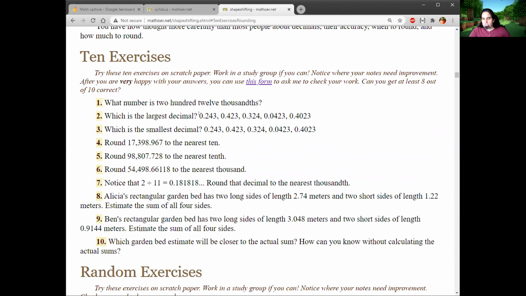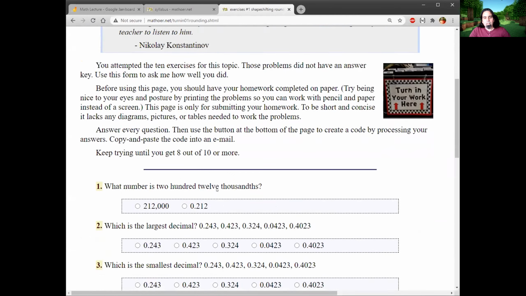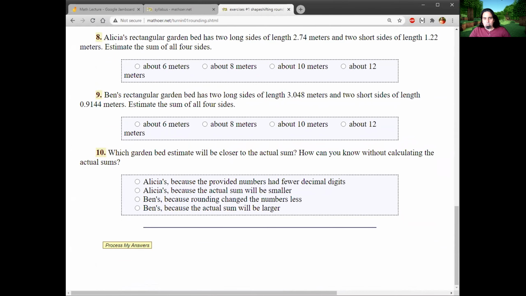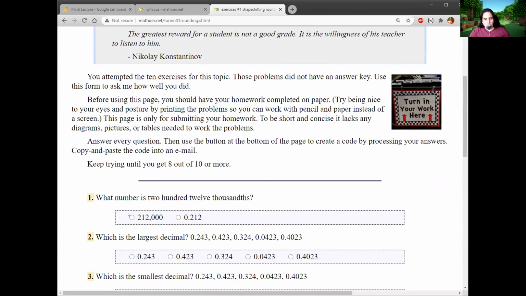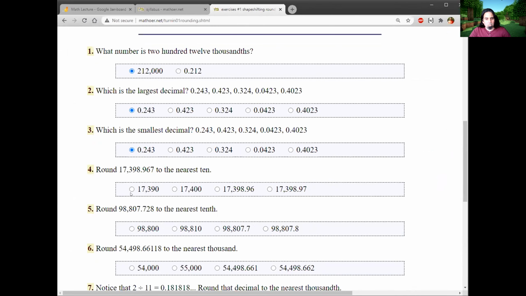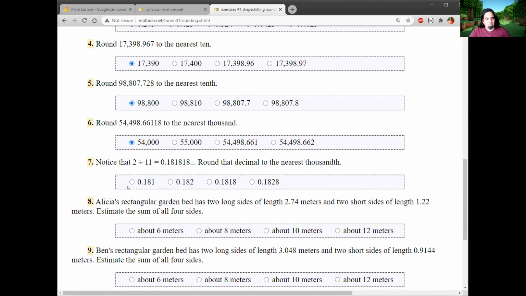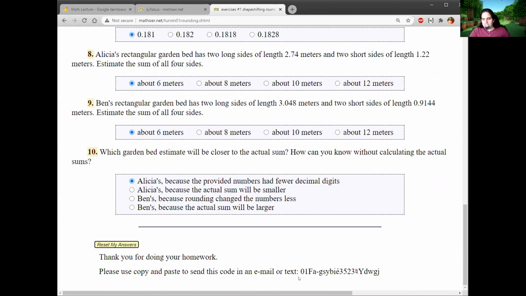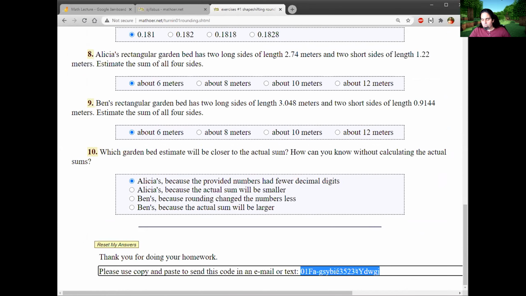When you think you have good answers, then you go to this form, and I'm sort of hiding this link in the brown text because I don't want you to go to this form until you've worked on the problems. Here you see exactly the same problems, but now there's boxes to check off. So I'm just going to pick some random things. You'll mark off your answers. And then you'll do process my answers, and it gives you a code at the bottom. This is what you will copy and paste into an email or a text to turn in your homework. And I can look at this and know which problems you got right and wrong and how you did.